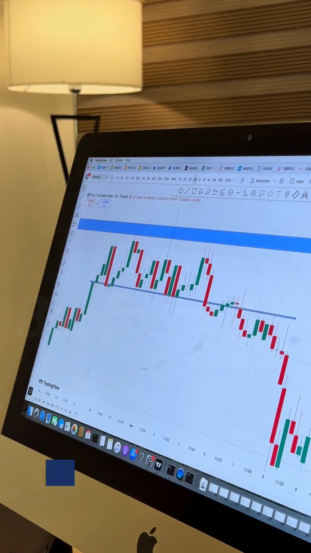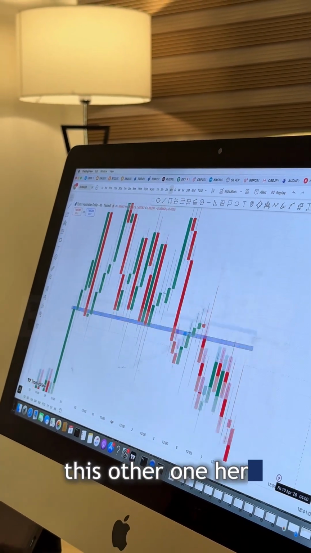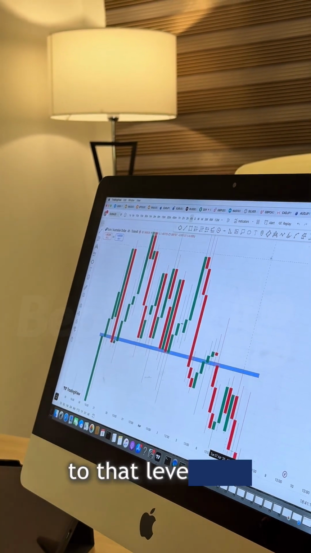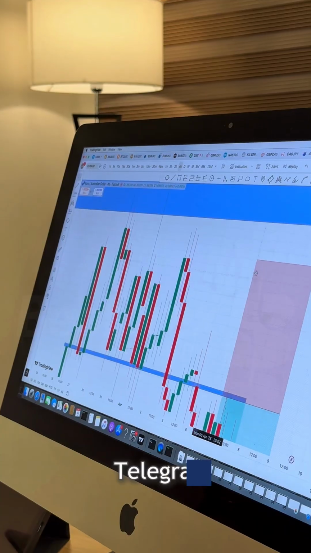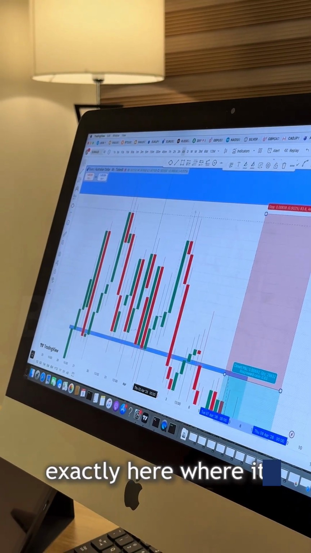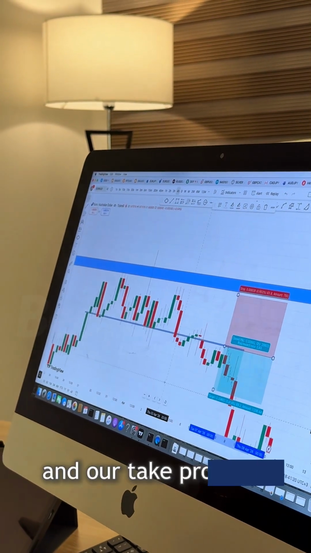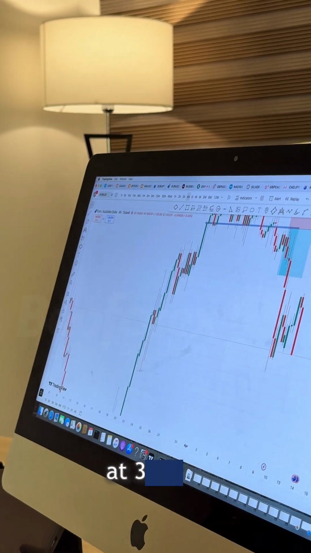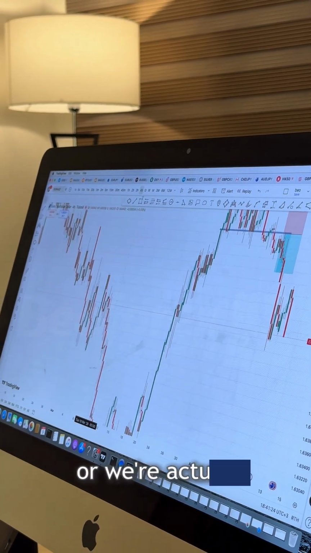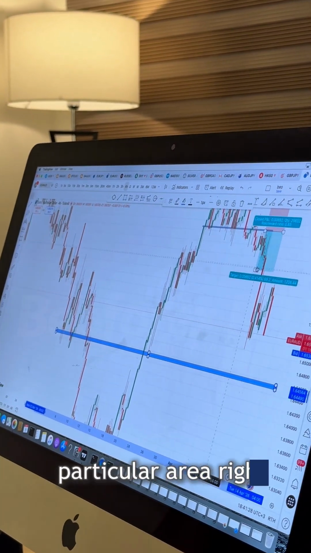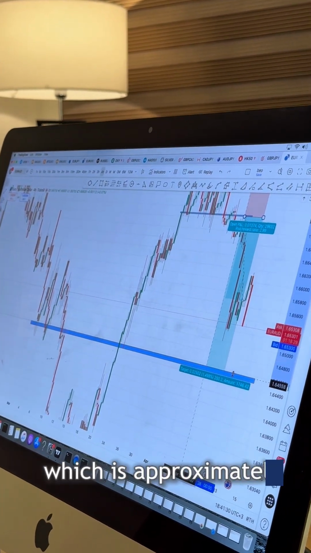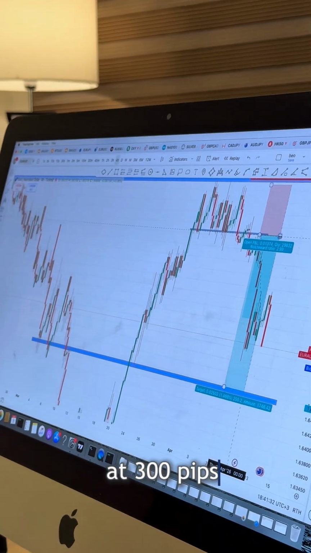Now the particular entry that we had was this other one here, where price came back to that level again. That is the entry that I sent to the people at Telegram, and our stop loss was exactly here where it's supposed to be, and our take profit was at 300 pips, or we're actually looking at taking our profit once price nears this particular area right here, which is approximately at 300 pips.